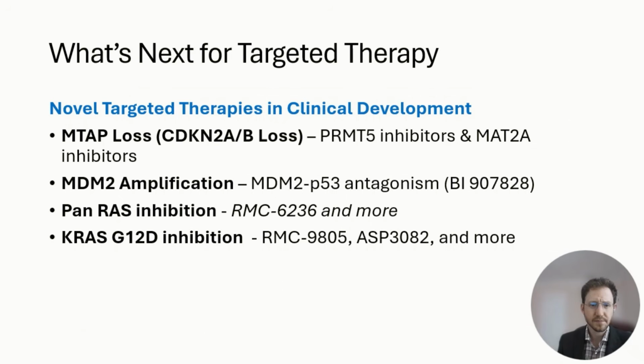Okay. And just in terms of things to be looking forward to, we've got numerous agents trying to exploit the vulnerabilities of MTAP loss, MDM2 amplification targeting agents, and of course our RAS inhibitors, and with the specific KRAS G12D inhibitors, which will have a major impact on biliary tract cancer, as well as obviously other primaries, most notably pancreas cancer, but biliary tract cancer will get a large boost should those be panning out.